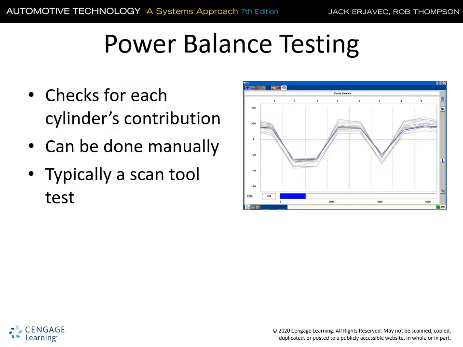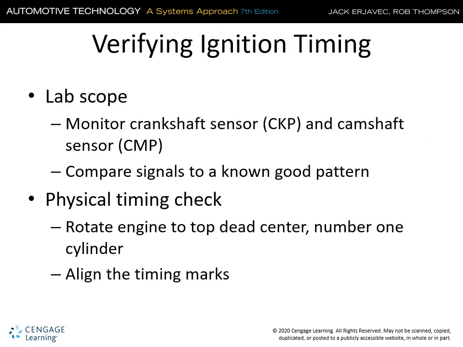Power balance testing is done electronically with a service tool. We've been doing those power balance tests in other applications, using cylinder cutout and balancing. Lab scope, monitoring crankshaft sensor and cam sensor, comparing signals to a known pattern, and aligning timing marks and verifying ignition timing that it's correct.